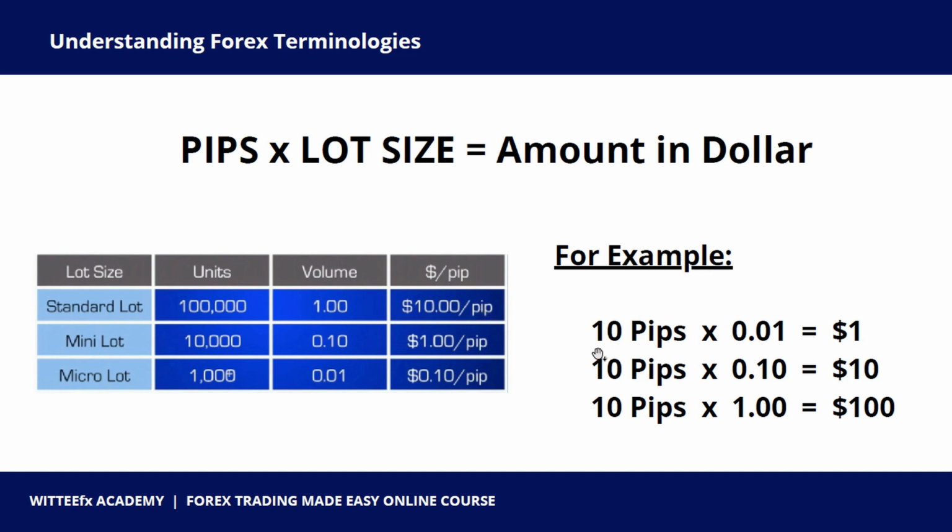A typical example is, let's say we take a trade and the market moves 10 pips in our favor, and we are using a lot size of 0.01. It automatically means that we are making a profit of $1. If we're using a lot size of 0.10 and the market moves 10 pips in our favor, we've made $10. And if we're using one standard lot, which is 1.00, and the market moves 10 pips, that is 10 times $10, we have just made $100.